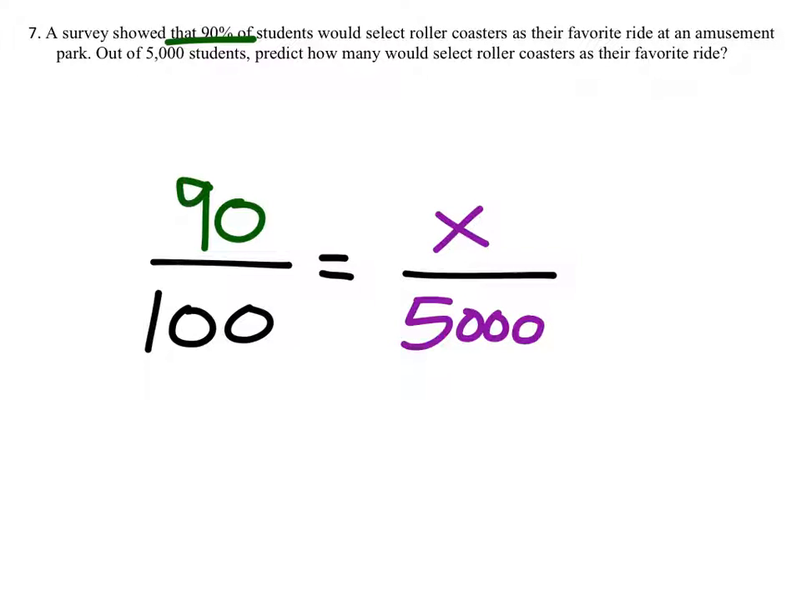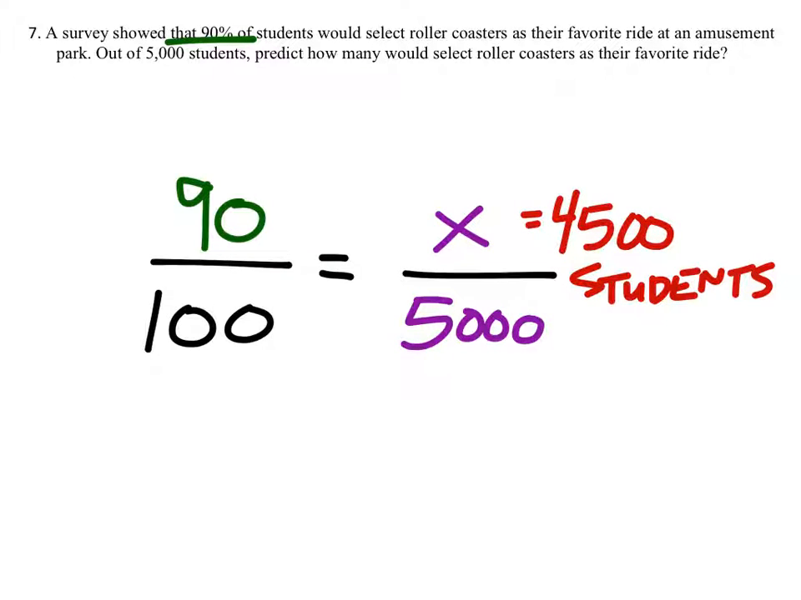So it appears to be 4,500, right? Yeah, 4,500. Well, it's not 4,500 though. There you go. 4,500 students.